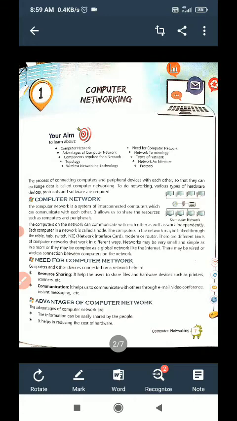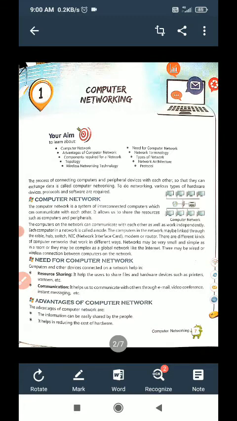Okay, next. So I hope you understood computer network. The next point that we have to revise is the need for computer network. Why do we require a computer network? What is the need? Computer network is most probably used for sharing resources.